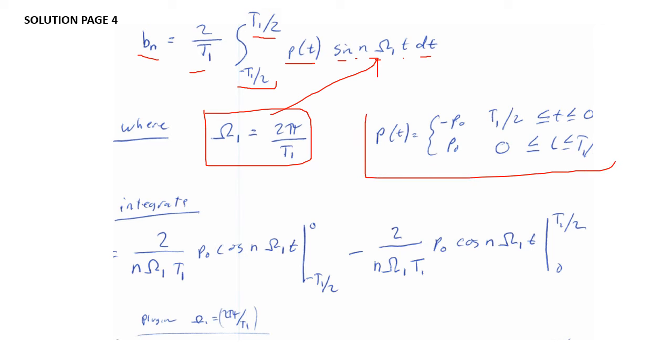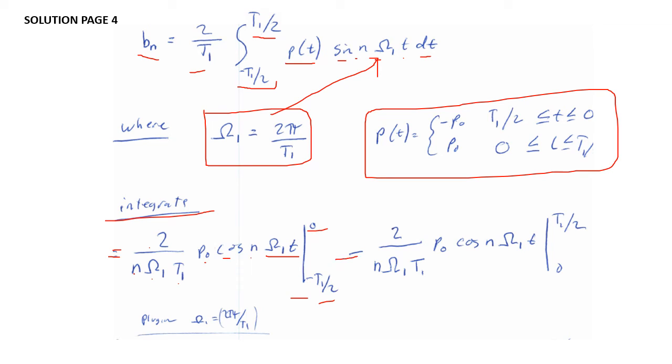And we have our p of t. We can break into these two segments here for p naught and negative p naught. So we can plug that in, do out our integration. We end up with the expression here that for b sub n, this is equal to 2 over n omega 1 t1 times p naught times the cosine n omega 1 t, evaluated now for the first half here, negative t1 over 2 to 0.